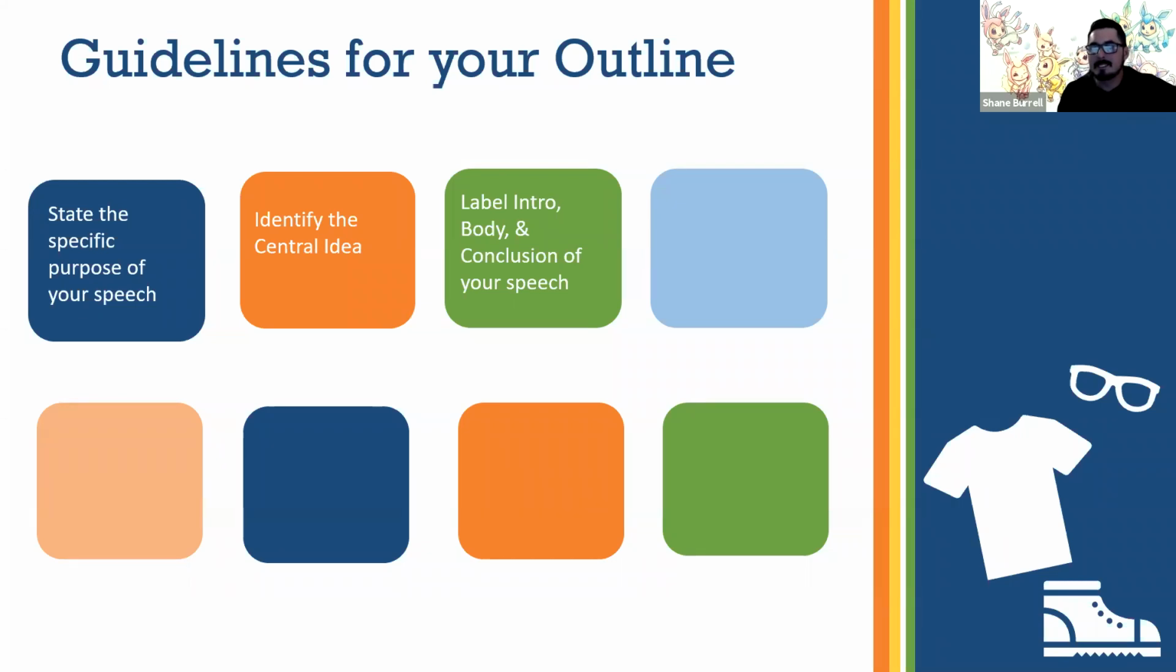Anyways, moving on. It's super important to label your intro, body, and conclusion because those are going to be your three main points, right? So those are your three main aspects of your speech.